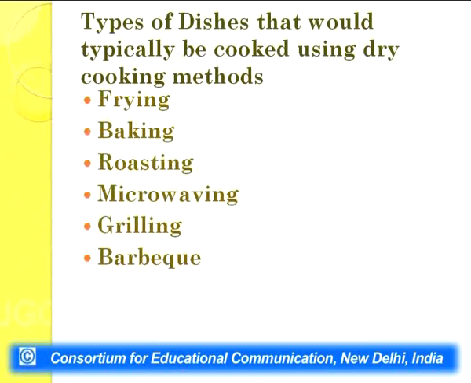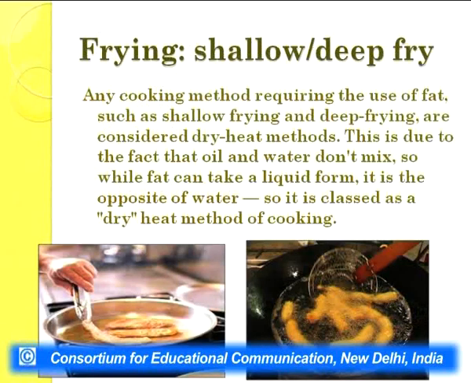The types of dishes that would typically be cooked using dry cooking methods are frying, of which there are two types, deep frying and shallow frying, then baking, roasting, microwaving, grilling and barbecue. Any cooking method requiring the use of fat, such as shallow frying and deep frying, is considered a dry heat method. This is due to the fact that oil and water don't mix.